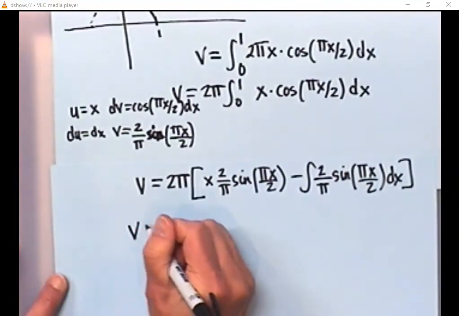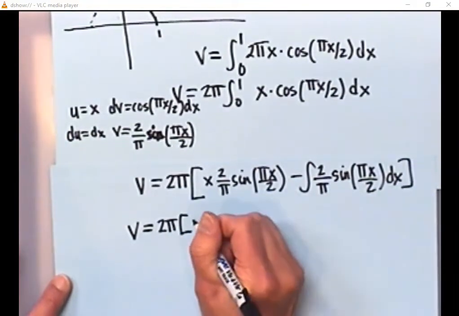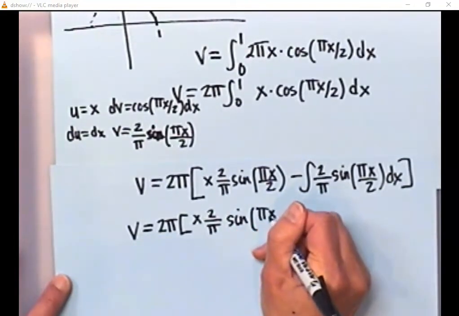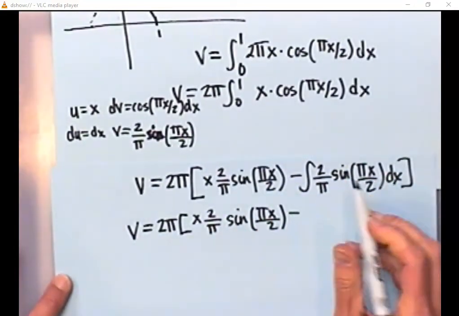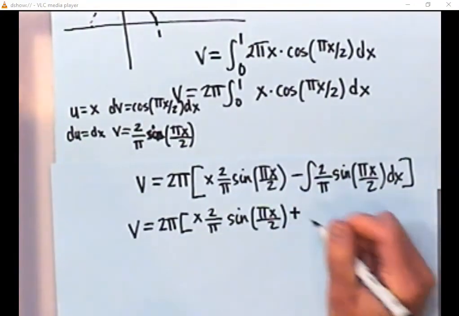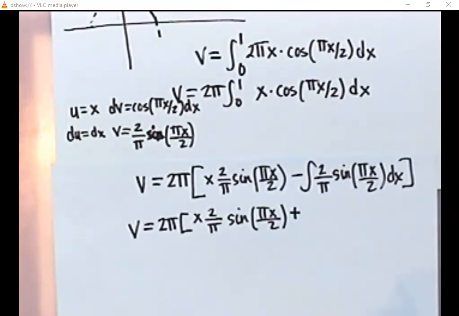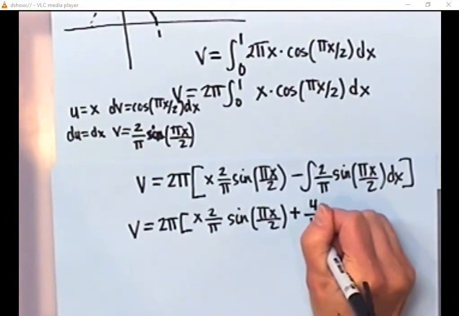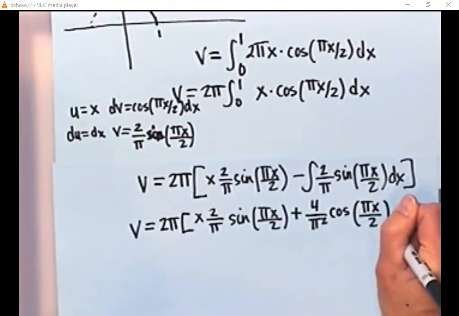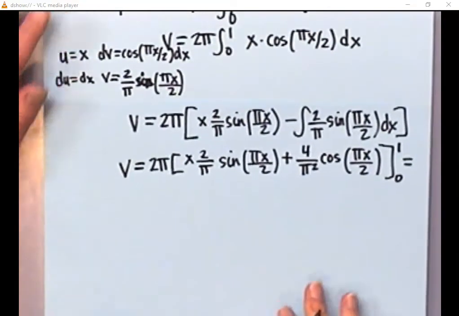We're getting close here? Hope so. So I've got 2 pi, and then I just need to integrate this one more time. Let's see what we end up with. If I integrate this one more time, the integral of sine is negative cosine, so this should become plus. But I'm going to have to divide by pi over 2 again, right? So that makes 4 over pi squared. So 4 over pi squared cosine of pi x over 2. And then you just have to plug in your limits from 0 to 1.